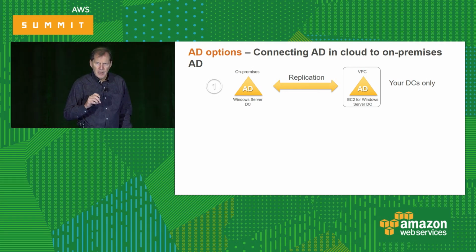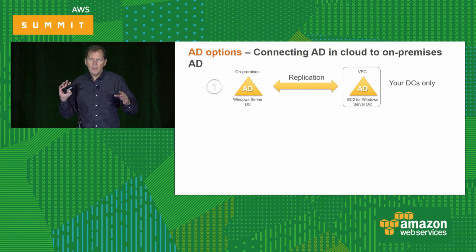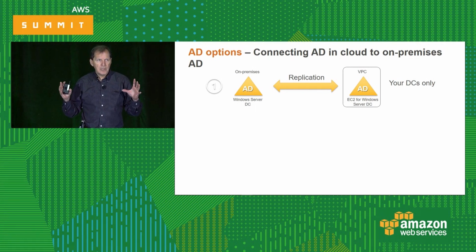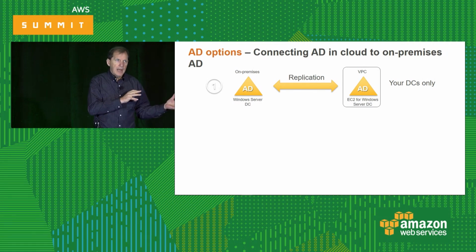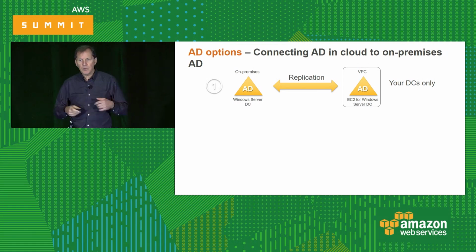Now, what I want to do is talk a little bit about, if you have Managed AD or you set up AD in the cloud on an EC2 instance, what are the options that you've got available for connecting to your existing on-premises Active Directory?